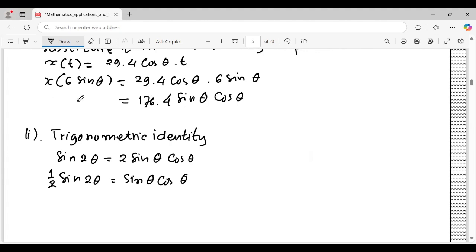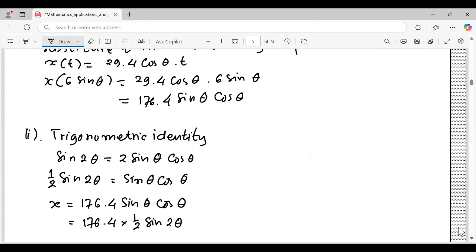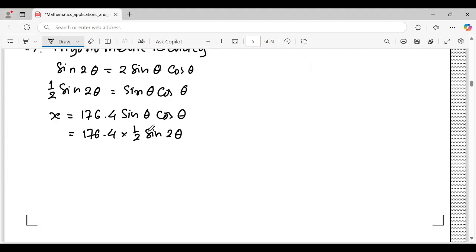So let's look at this result. If x equals 176.4 sine theta cosine theta, then sine theta cosine theta is 1/2 sine 2 theta, so 176.4 multiplied by 1/2 sine 2 theta, and it becomes 88.2 sine 2 theta.